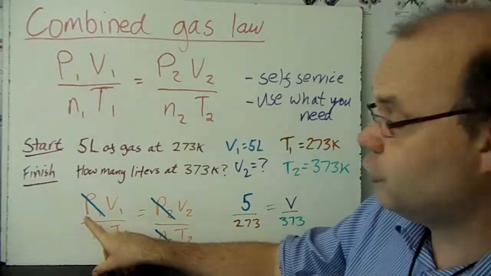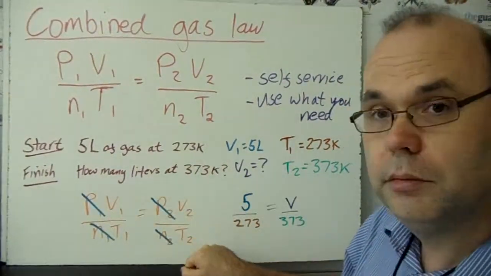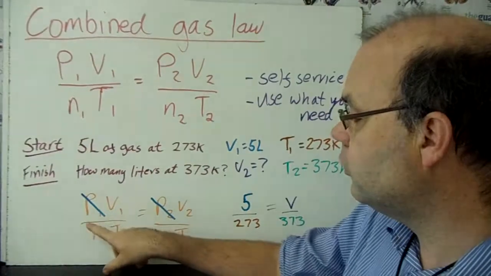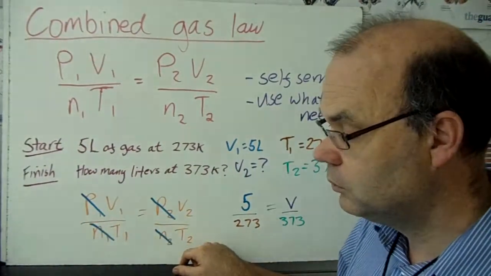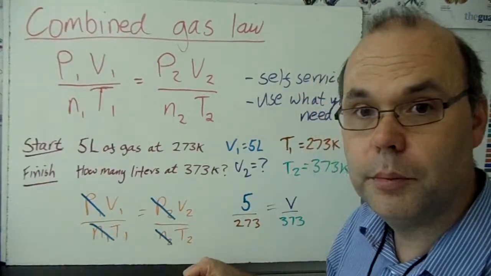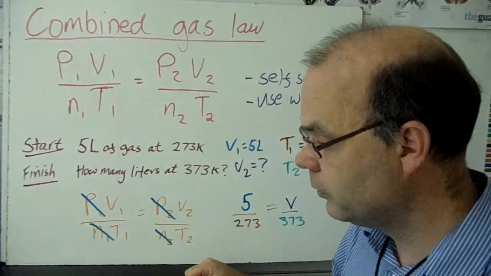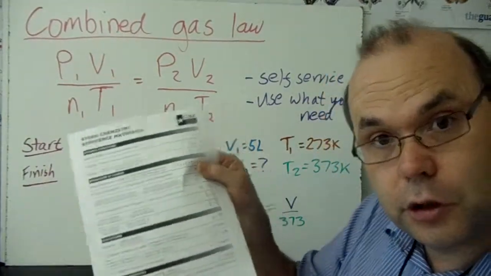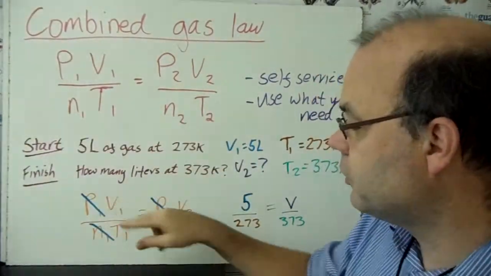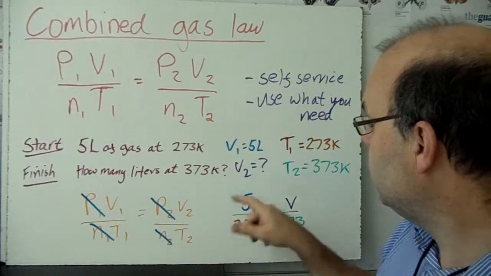So we've looked at our word problem, we've listed our variables, now we look at our law. We've not got any pressure, so we cross it out on both sides. We're not going to use that. We're not using the number of moles either. And now we're ready to go. In fact, this is the same equation as is on our formula chart. We just crossed out what we didn't need. And now we plug in our numbers.